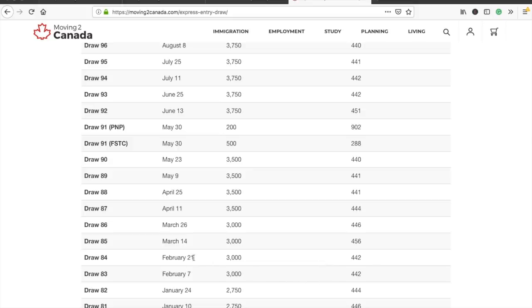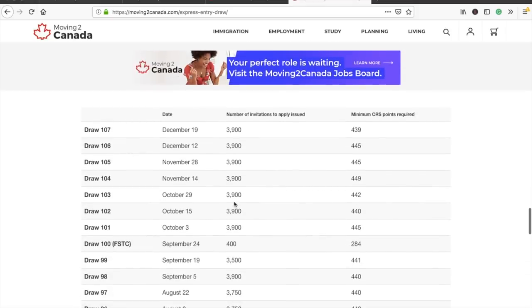Now notice over here that draw 84 was conducted on February 21st, and the CRS score was 442. Draw 85 was conducted 3 weeks after draw 84, that is on March 14th, and 456 was the cutoff score. So there was a sudden rise in the CRS cutoff score of 14 points. Again, just 12 days after that, another draw happened and it went down 10 points. So I think you're getting my point. If the draws are conducted in a larger gap, 15 days or more, in that case, the cutoff score would actually rise. Now let me show it to you again. Something happened over here as well.